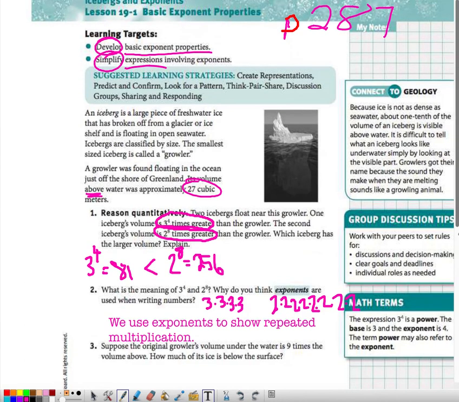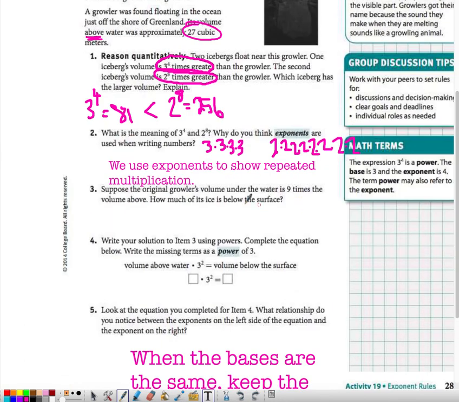So suppose the original growler's volume under the water is 9 times the volume above. How much of its ice is below the surface? So if we take the 27 that it was times the 9, then that gives us 243. So that means that 243 cubic meters would be under the surface.